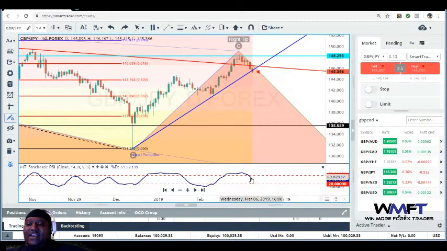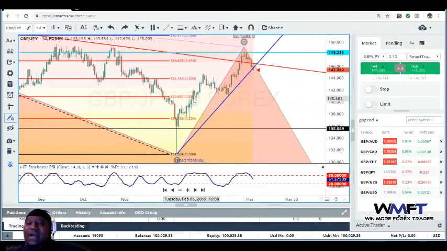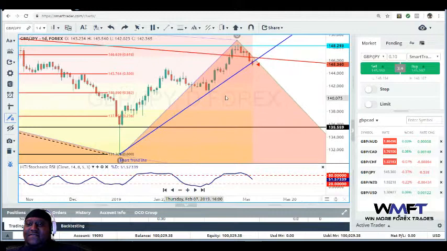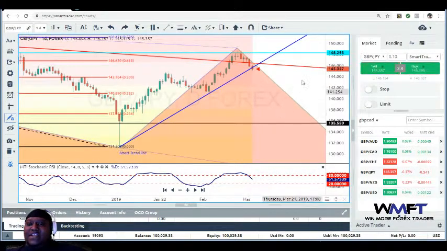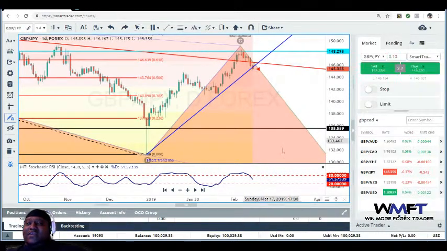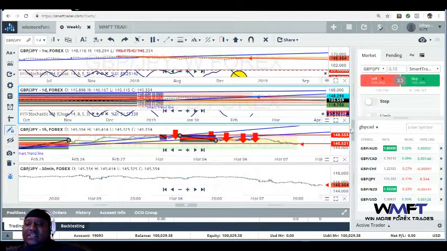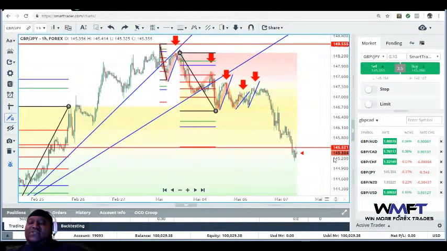But we have the stochastic that's going down. We could possibly still get some pips to the south. So I wouldn't be selling right now because that is too low. That's a low price. And as traders, we want to buy low and sell high. Buy low, sell high. So that's Great British Pound, Japanese Yen. Let's get into the New Zealand dollar.